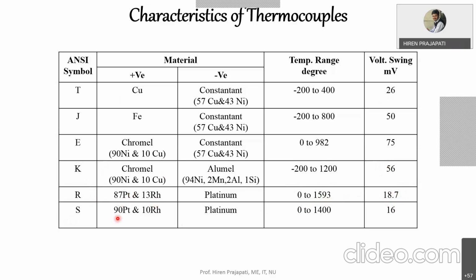S type thermocouple, 90% is platinum and 10% is rhodium. Again, because of the reduction of rhodium, the temperature range is up to 1400 degrees Celsius, and voltage swing is also reduced. So these are the commonly used standard thermocouples, right? So their temperature measuring range and their voltage swing.